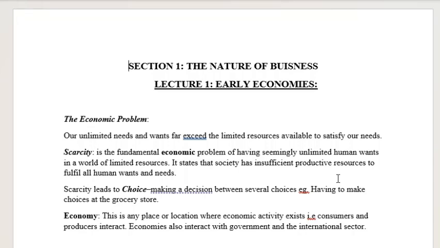Everyone, today we'll be looking at section one, the nature of business. This is to deal with early economics as it relates to the economic problem. So, our unlimited needs and wants far exceed the limited resources available to satisfy our needs and even wants. Scarcity is a very fundamental economic issue or problem. It's of having seemingly unlimited human wants in comparison to limited real world resources. It states that society has insufficient productive resources to fulfill all human wants and needs.